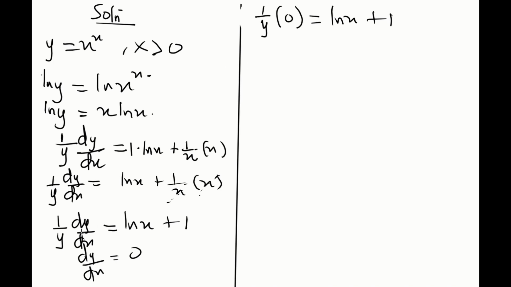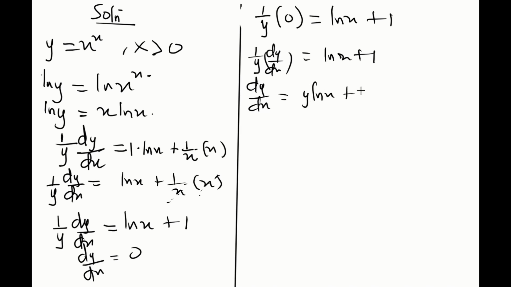When we want to make dy dx the subject over here, we get 1 over y times dy dx, which is equal to ln x plus 1. Then to make dy dx the subject, I multiply both sides by y. I have dy dx, which is equal to y ln x plus y. Now we know that dy dx is 0, so 0 is equal to y ln x plus y.